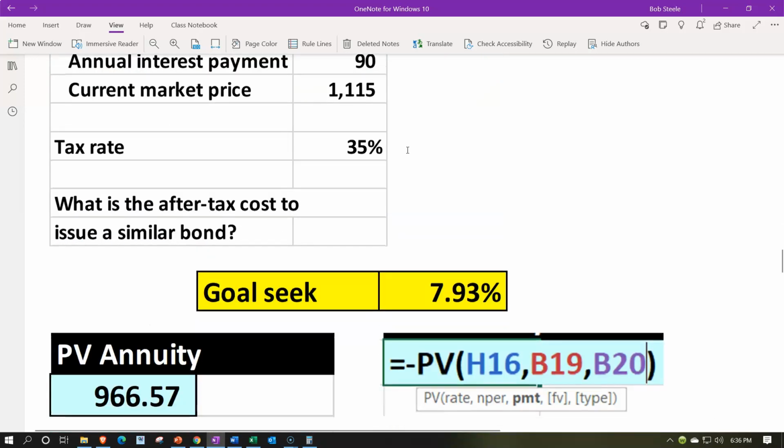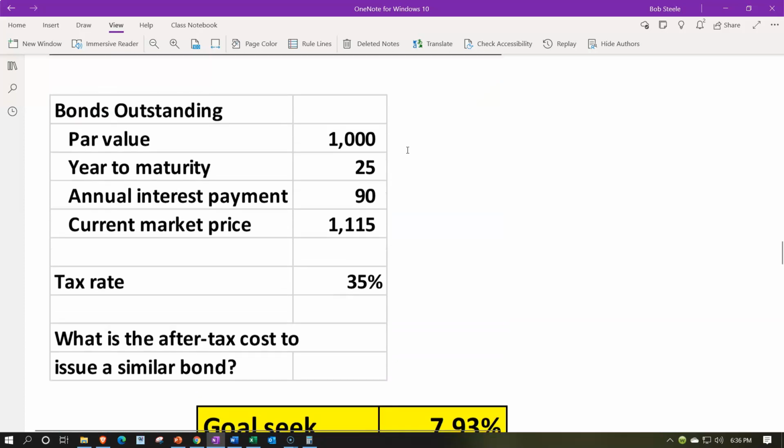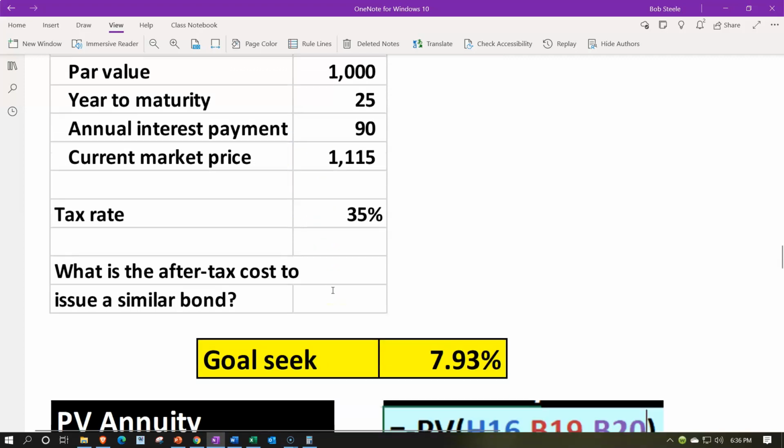Okay, so let's go back down and let's do this again, this time with a premium. So the par value now 1,000. The years to maturity 25, the annual interest rate now 90, the current market price is now 1,115. So now it's at a premium, tax rate at the 35.